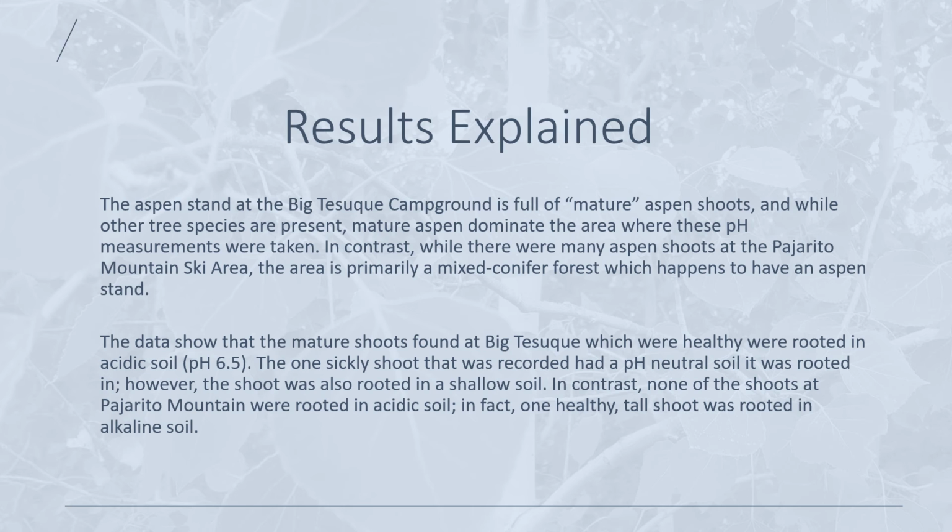Here we note other things about these two populations of aspen. Big Tesuque, as you might recall from our aspen lab, is full of tall aspen shoots that have been around for more than 100 years. Pajarito's population, on the other hand, is at the edge of the burn scar of the Las Conchas wildfire of 2011. Pajarito's population is a mixed conifer forest that happens to have some aspen close by, whereas Big Tesuque has lots of aspen, and some mixed conifers are starting to grow in.